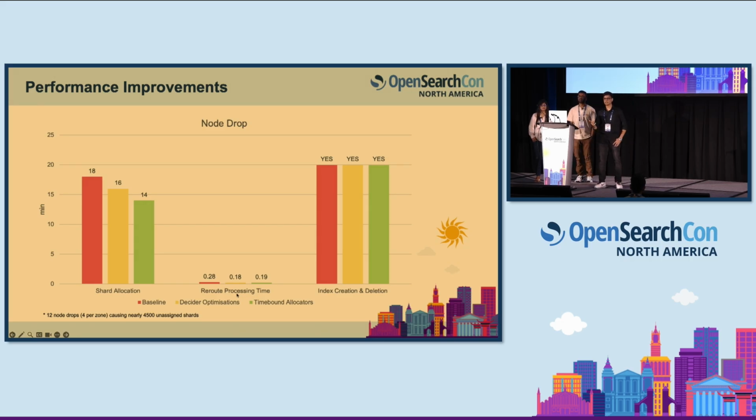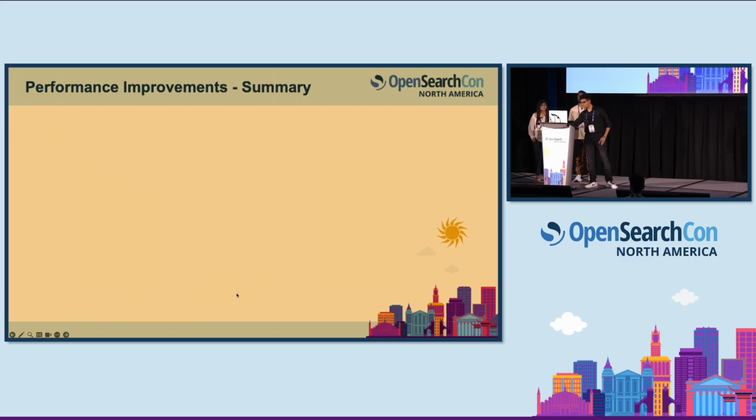So all in all, this enhancement that we have done bears more fruit when you have a lot of unassigned shards, when there is a cascading failure in your clusters, when you have a large number of shards and the number of nodes is also decently high. So summarizing the improvements, decider optimizations, optimizing the throttling allocation decider helped allocation time improve by 40%, as we have seen earlier.